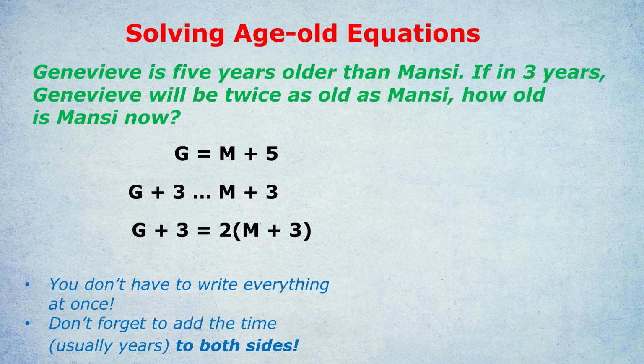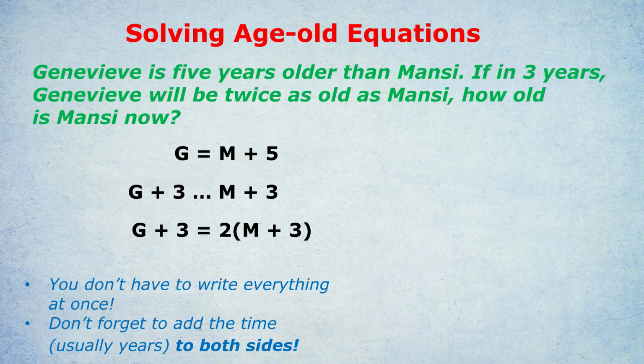But no, translate the equation directly. Genevieve will be, so G equals, or G plus 3 equals, twice as old as Mansi. So 2 times Mansi's total, M plus 3. The 2 belongs with Mansi, even though Genevieve is twice as old. And that gives you our second equation.